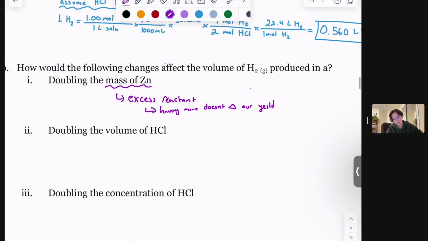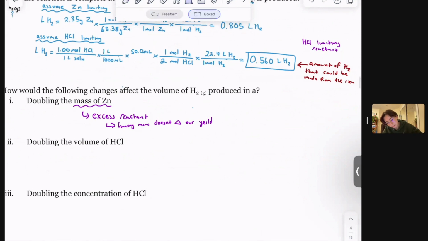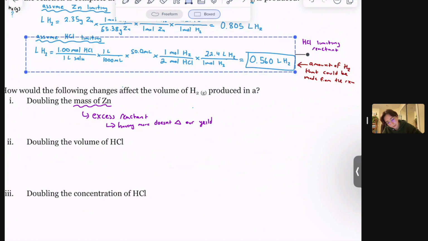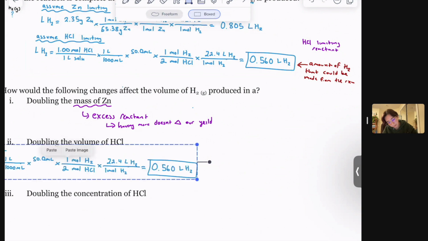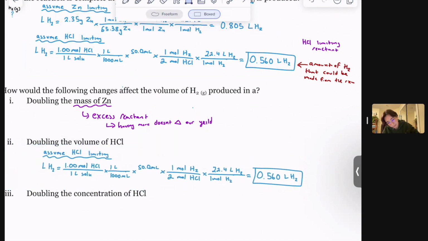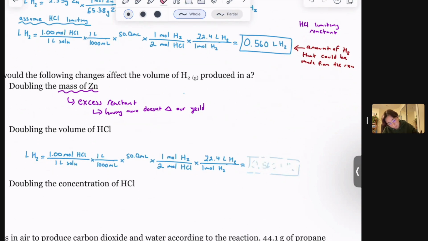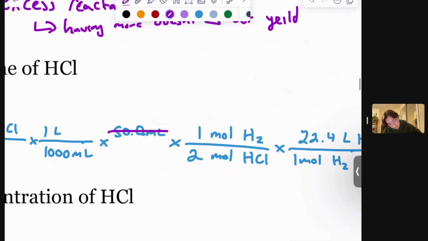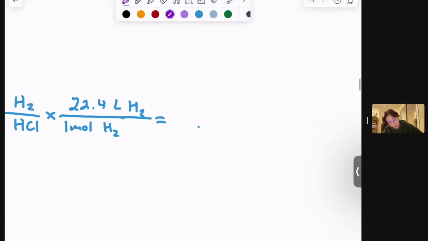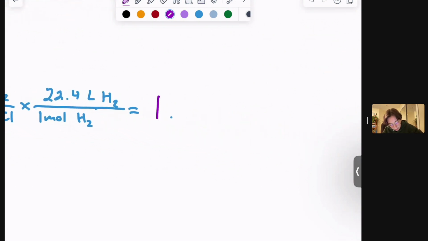Okay, let's consider that next one. So again, there are little tricks to do this. I'm just going to copy this down and redo the problem, but with this new number. So it's saying that I am doubling my volume of HCl. So instead of having 50, I'm going to have 100 milliliters. And if I multiply all across, theoretically, I could make this much H2.